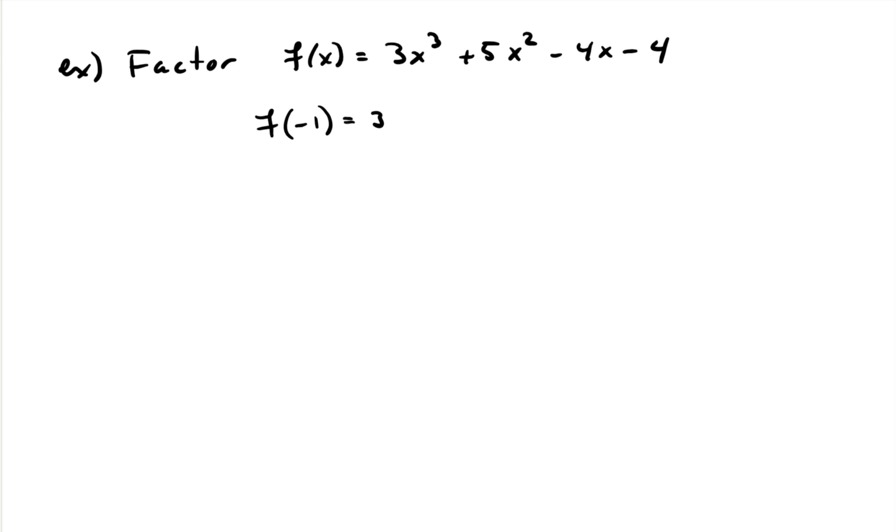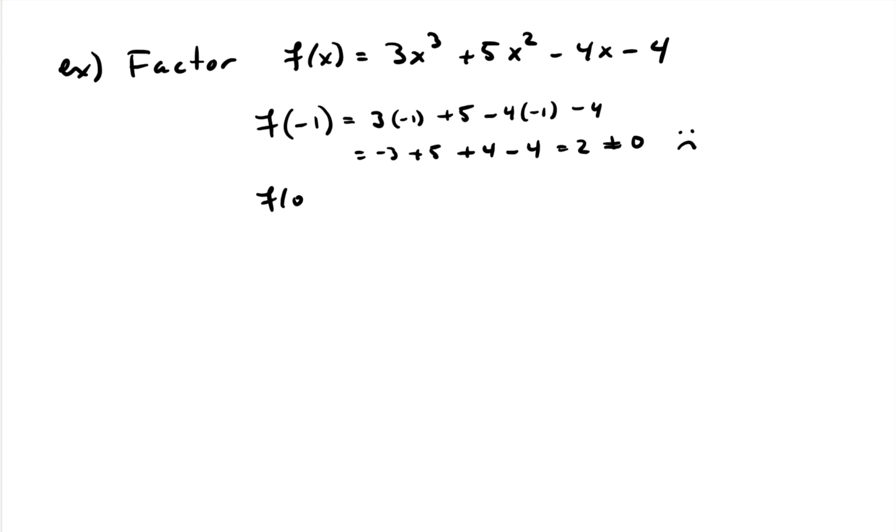So this is 3 times -1 cubed, which is -3, plus 5 times -1 squared, which is 5, times -1 minus 4, and let's calculate this. This is -3 plus 5 plus 4 minus 4, and no, I'm not lucky. This is actually equal to 2, and this is not 0. So I just wasted a good 30 seconds, and I could calculate f of 0, but that's kind of obvious. f of 0 would be the constant term, so still no luck here.